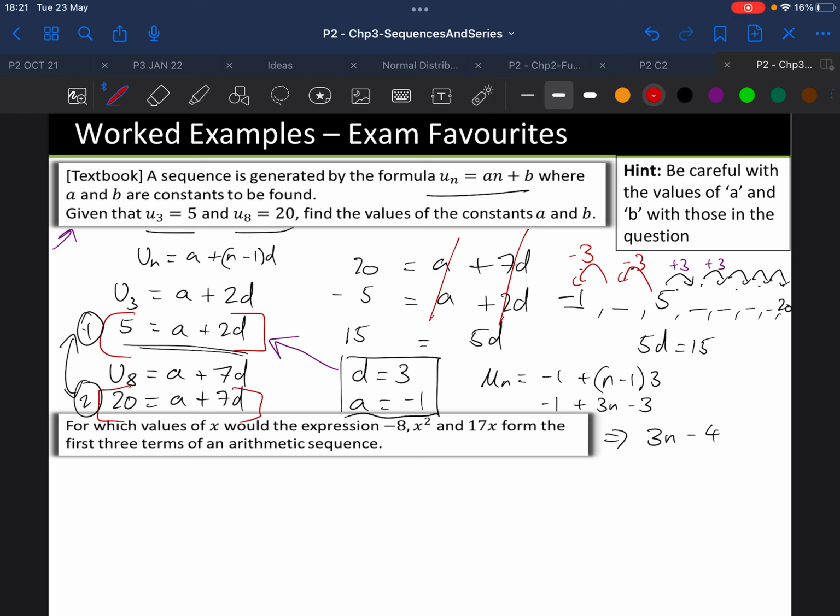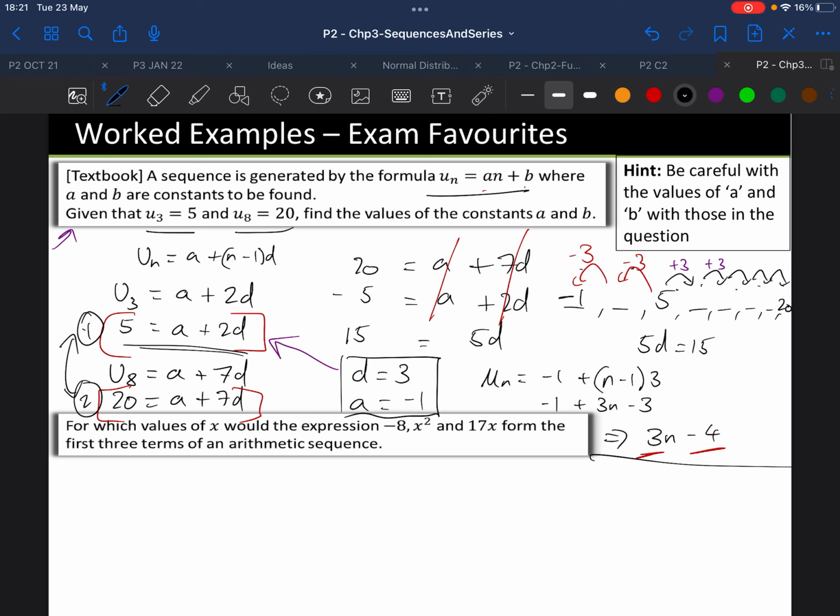Okay, so the a value is 3. A bit off-putting here that they use a and b, a little bit confusing. And the b value, what they're calling the b value here, is minus 4. Okay. Very, very common question, that one. So you should make sure you're very, very good at that one.